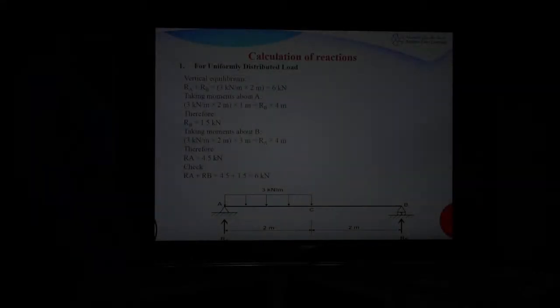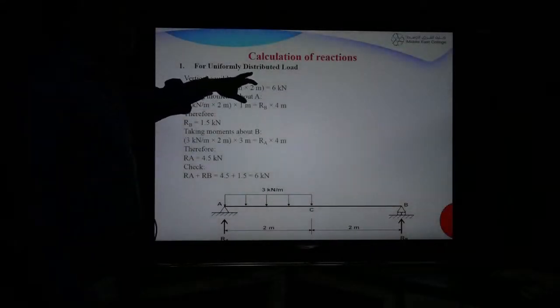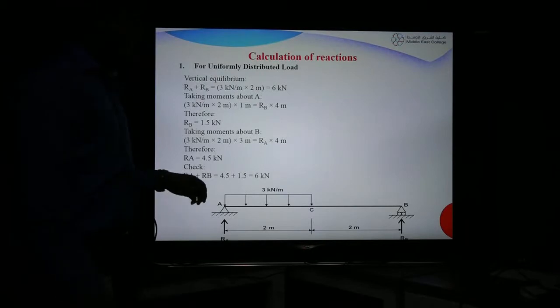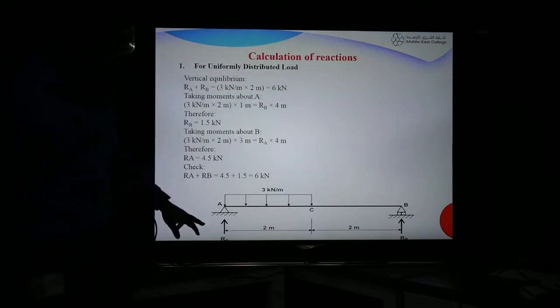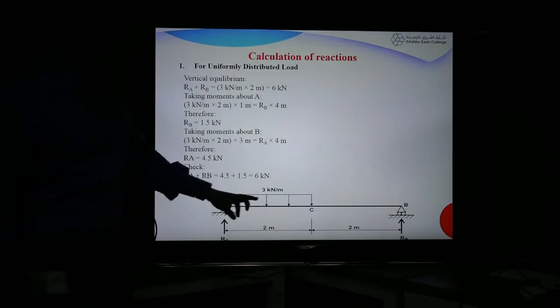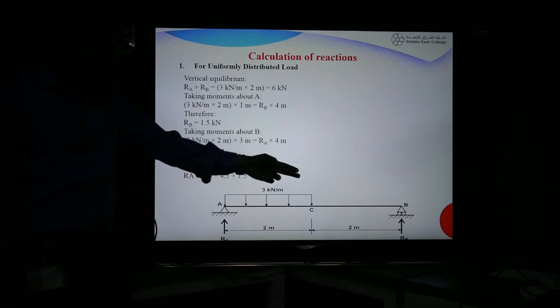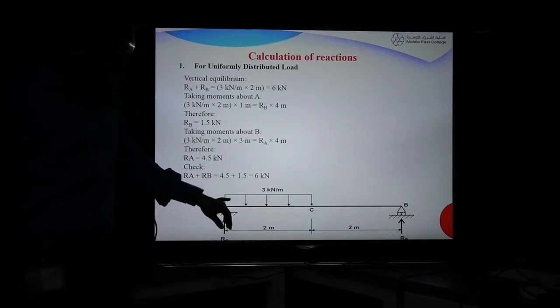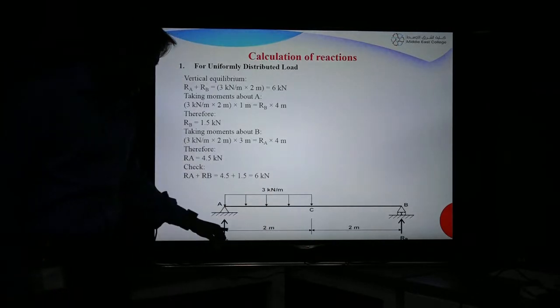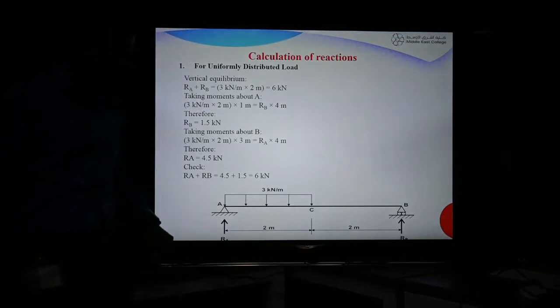So now we are having another problem with uniformly distributed load. Uniformly distributed load means here you have a beam A and B. A is fixed support, B is roller support, RA and RB. We have a uniformly distributed load up to 2 meters from A.